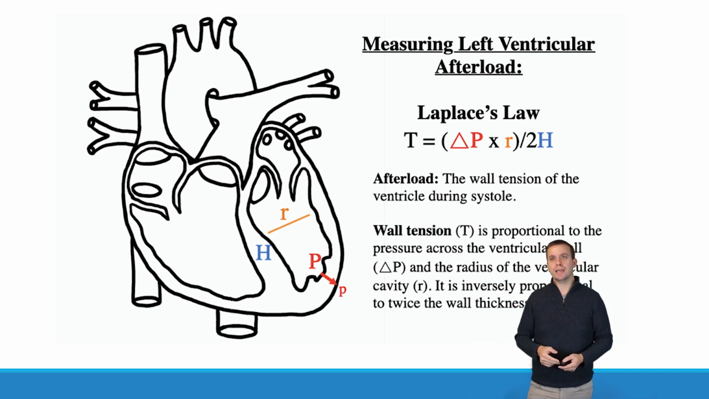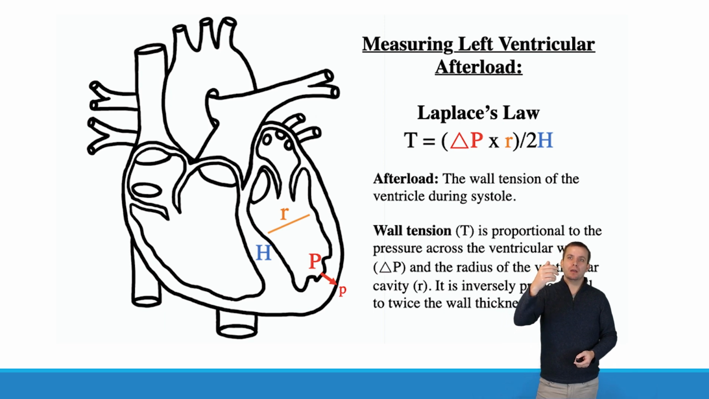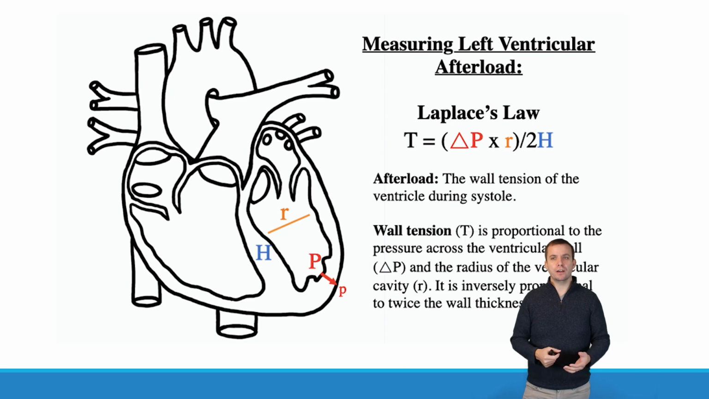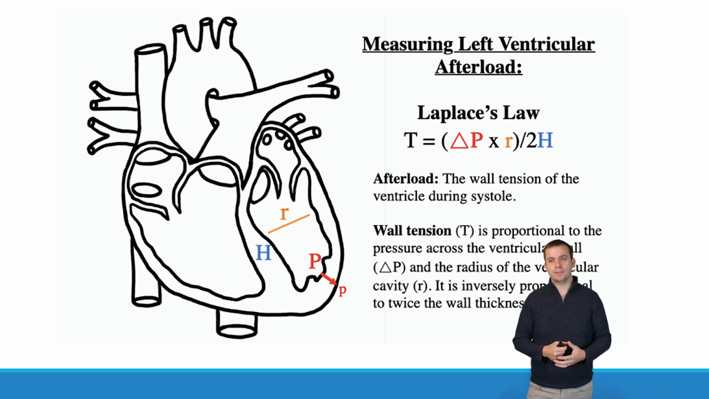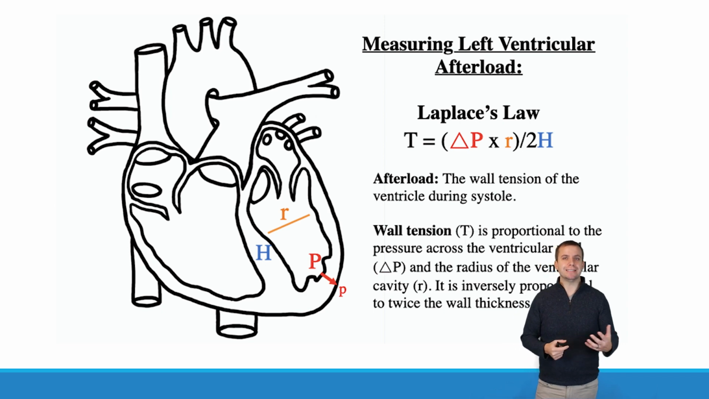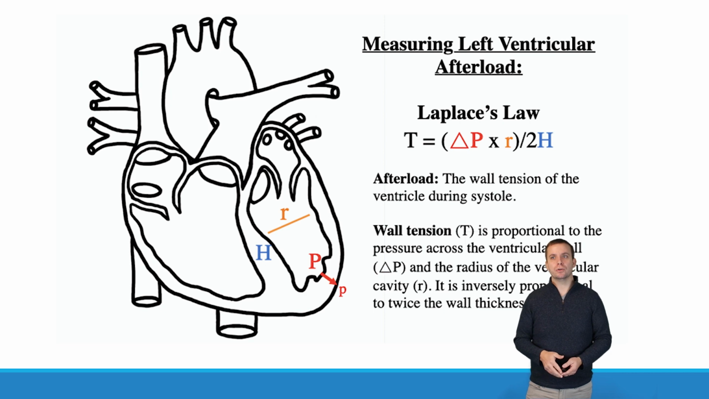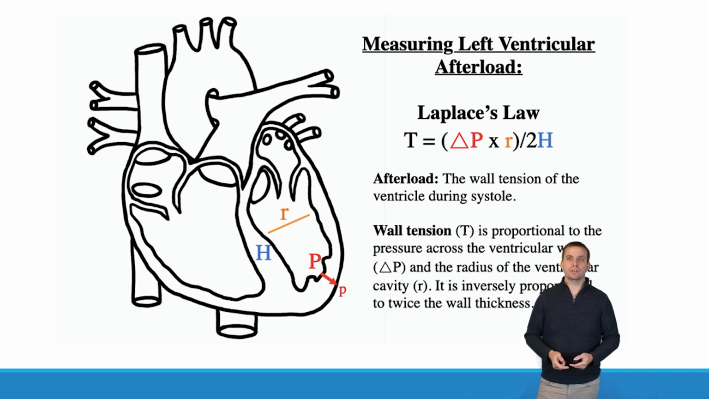So if you look at your wall thickness, which is H, and then in orange there you have your diameter of the LV, and you would take half of that, which would be the radius. And then you have your transmural pressure, which is the difference in pressure between inside your ventricle and outside your ventricle. And that's going to get you your wall tension.